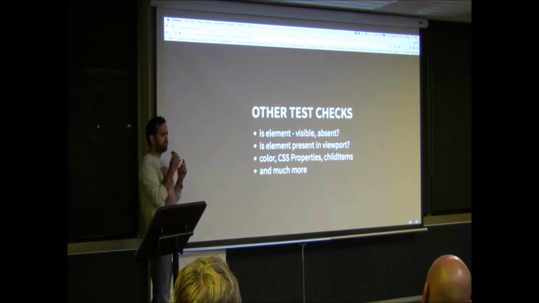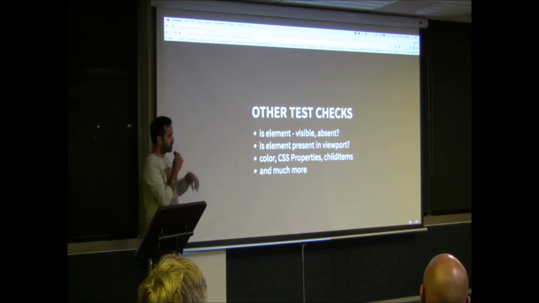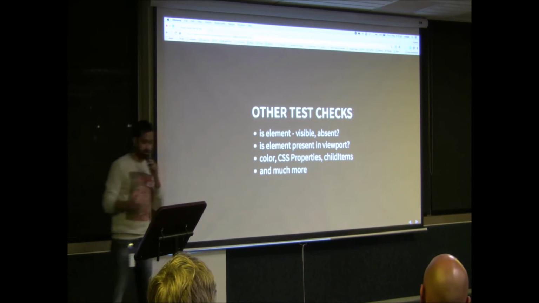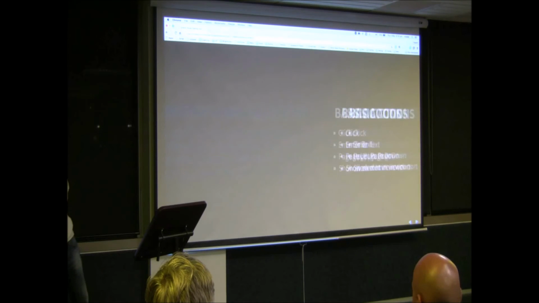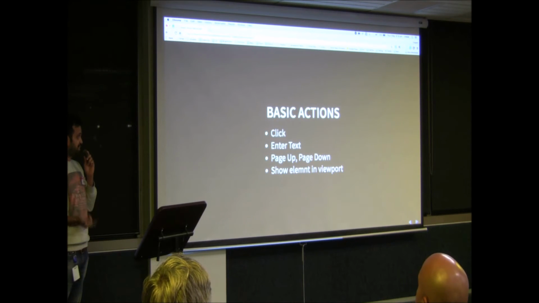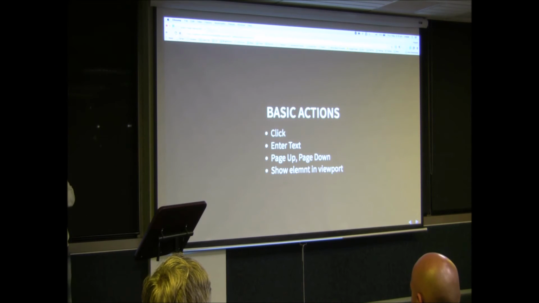If the element is within a viewport, now what is a viewport? Whenever you open a browser, you don't see the entire page. You just see a section of the page, and then you can scroll down. So you can check whether, when a page opens up, that particular element is present on that screen. And you can check color, CSS properties, style items, and much more. Not to mention it can click, enter text, page up, page down, and show an element in a viewport. Maybe basic things that Selenium does.